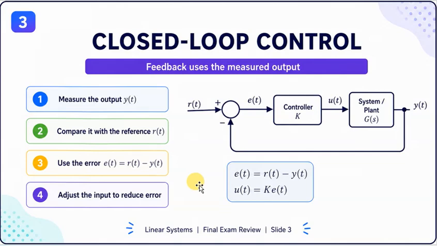Okay, concept number 2 is closed loop control. Unlike open loop, here we use feedback. We measure the actual output y(t) and compare it with our reference r(t). So this creates an error signal e(t), and the controller uses this error to adjust the input automatically and fix any mistakes.